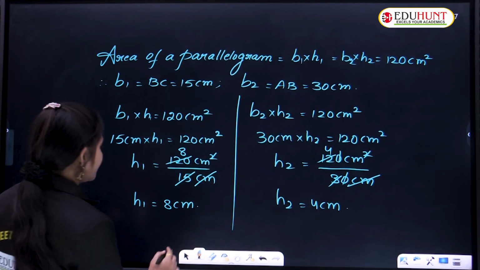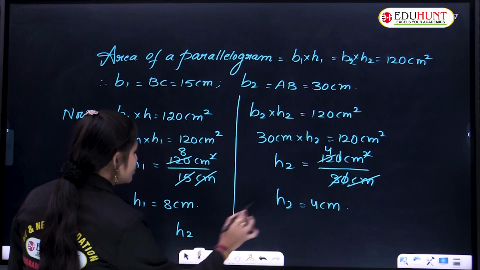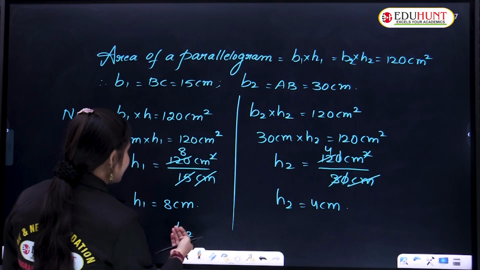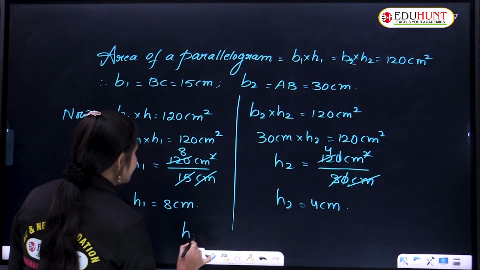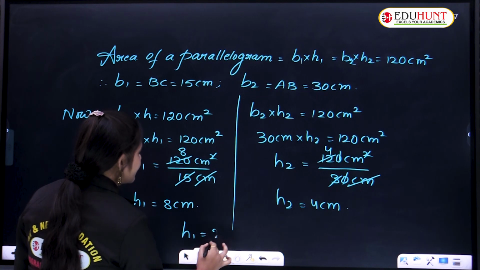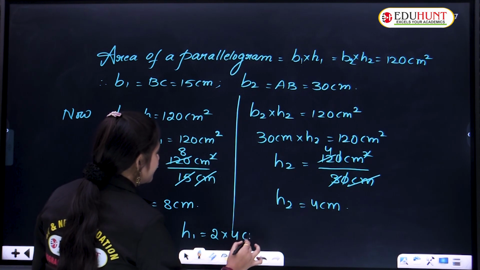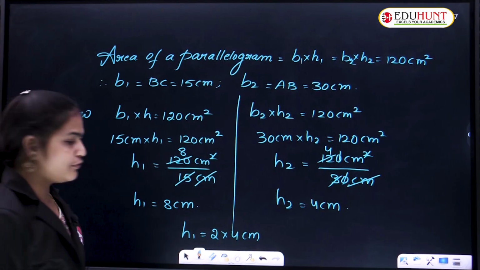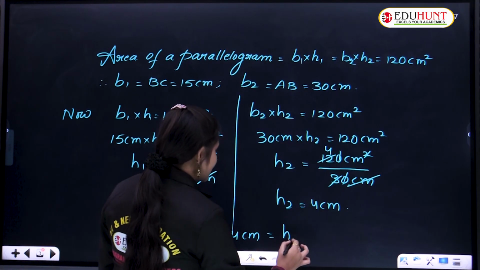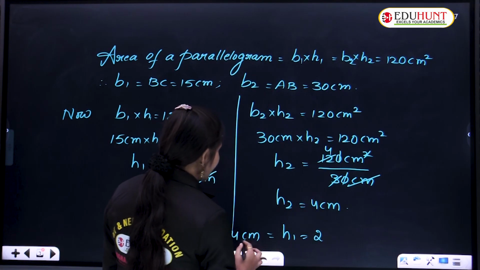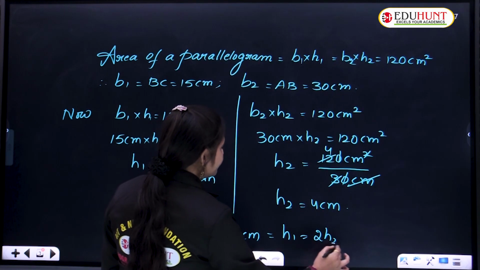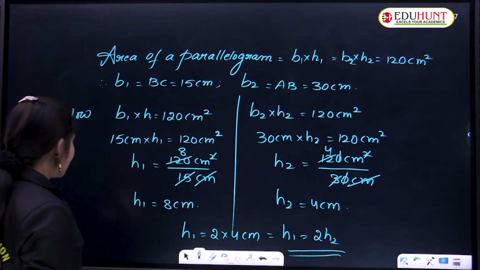Satisfied, no? See here, H2 is equal to 4 centimeters. Then we can write H1 is equal to 8 centimeters. We can write it as 2 into 4 centimeters. Am I clear? H1 is equal to 2 into 4 centimeters, which means 2 times H2. So that condition is also satisfied here.